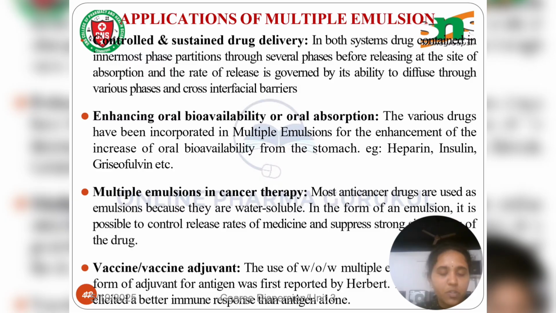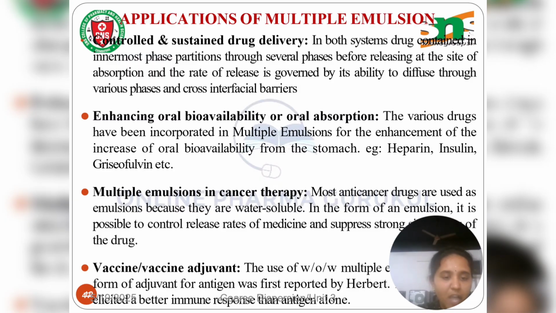Multiple emulsions increase the bioavailability from the oral route when compared to the stomach. Examples are heparin, insulin, and riboflavin. These are examples for enhancing oral bioavailability or oral absorption. Multiple emulsion in cancer therapy: most anti-cancer drugs are used in emulsion because they are water soluble, and in the form of emulsion, it is possible to control release rates of medicines and suppress strong toxicity of the drug.